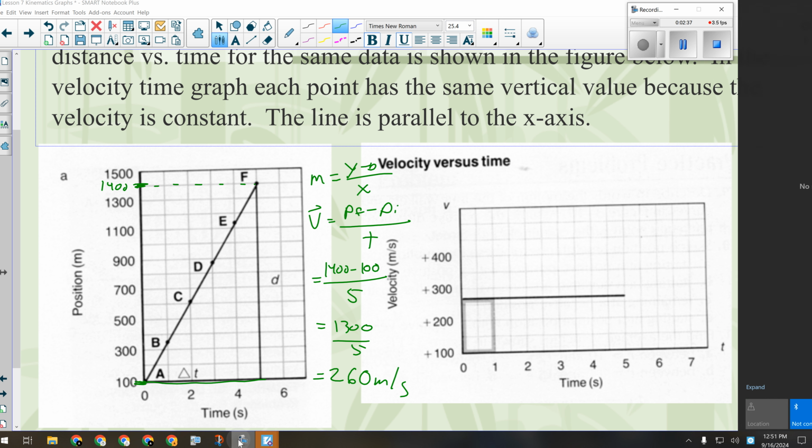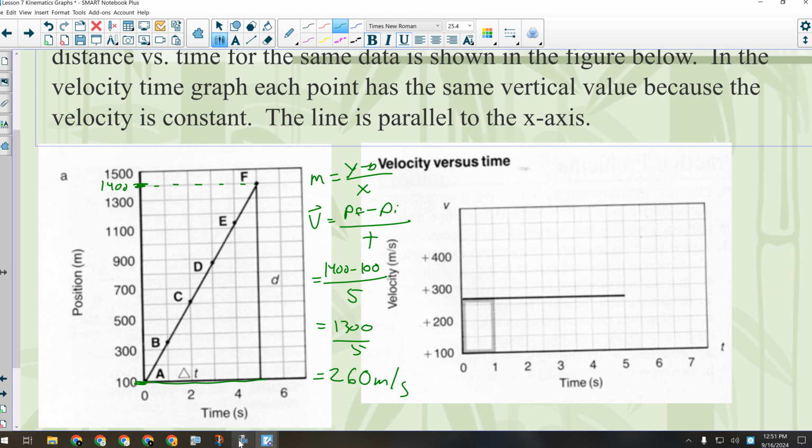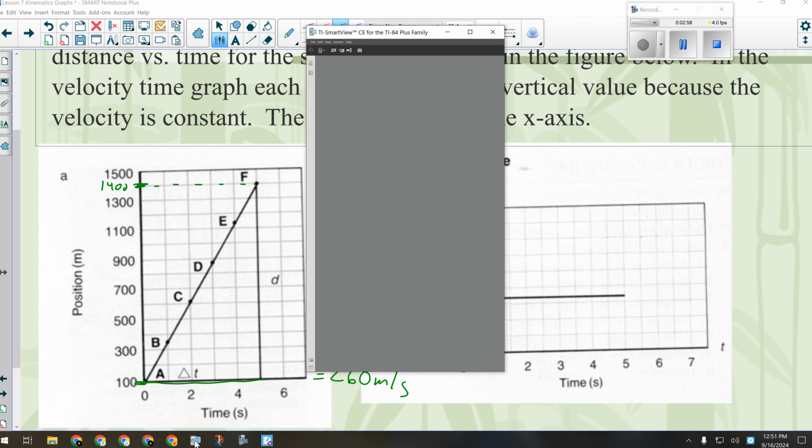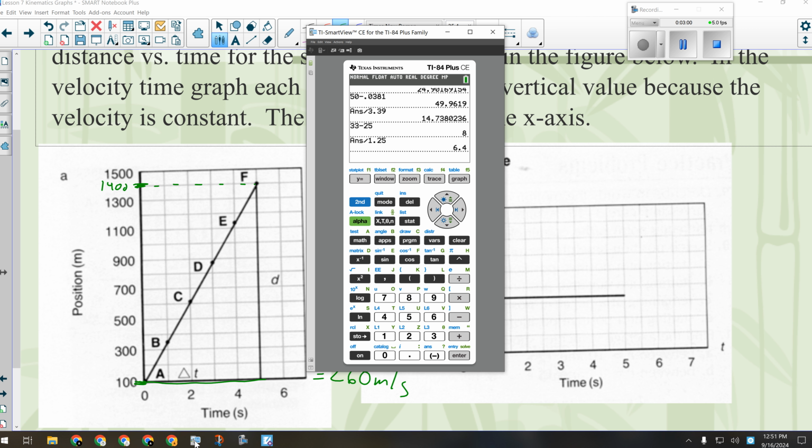I shouldn't do math in my head. Come on. Oh, I'm pushing the wrong button. I wonder if that's working. Okay, so 1300 divided by 5. Maybe I should do math in my head.